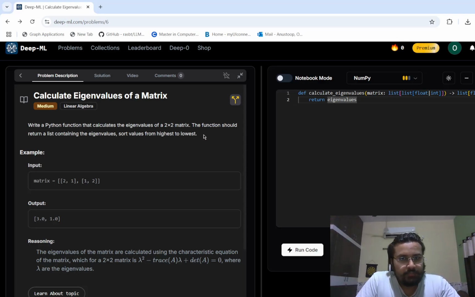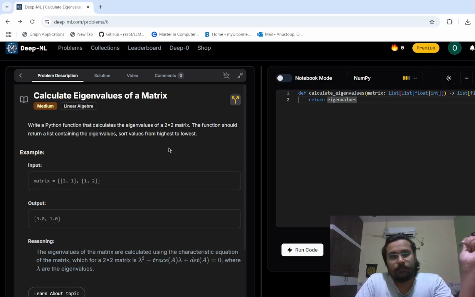So the problem is quite simple. Write a Python function that calculates the eigenvalues of a 2 by 2 matrix. The function should return a list containing the eigenvalues sorted from highest to lowest. So they have given some logic here as well. This is basically the characteristic equation that has been given to us for a 2 by 2 matrix.